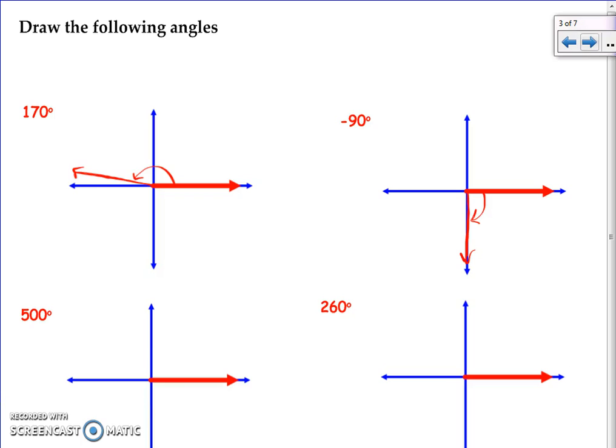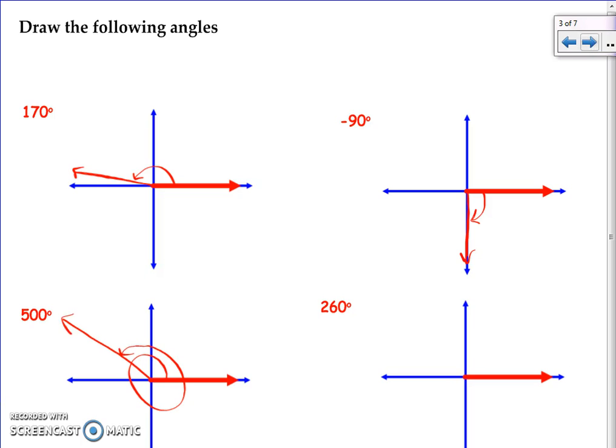Okay, and then this one, the 500, we're going to have to go over a full rotation, right? So we're going to go 360. How much more do we have to go? What's left? 140 degrees. Okay, so that would be somewhere around there.